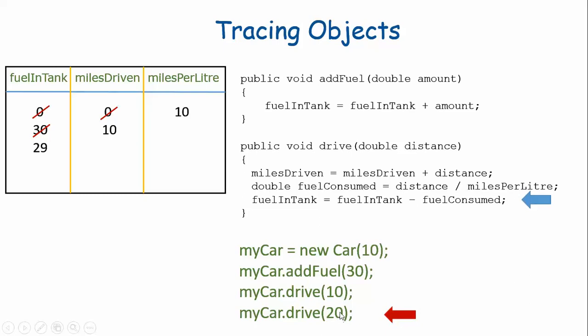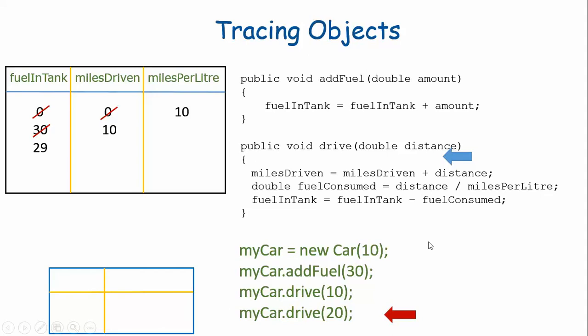Then we go to the next step, which is another drive call on my car object with 20 as the distance this time. So again we go to the start of the drive method. Again we have this new variable distance, so let us maintain another piece of paper with distance, and this time distance is 20. Based on the new distance value, miles driven, which is an instance variable, gets updated with its previous value. The current miles driven value is 10, and 10 plus distance 20 becomes 30, so the new value of miles driven becomes 30.